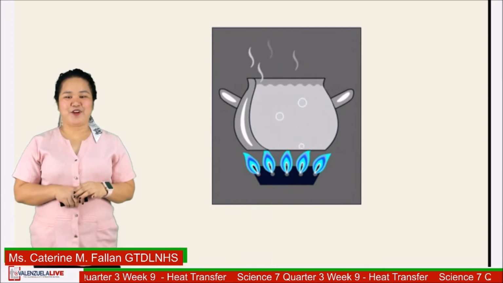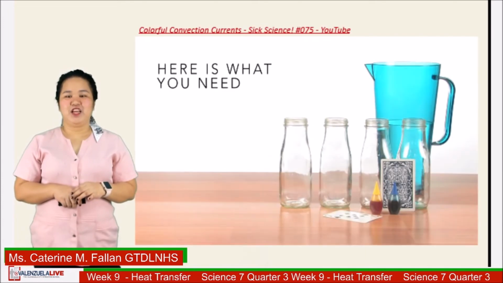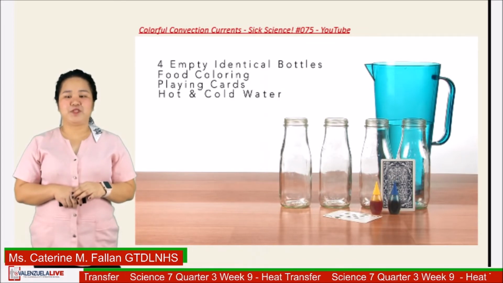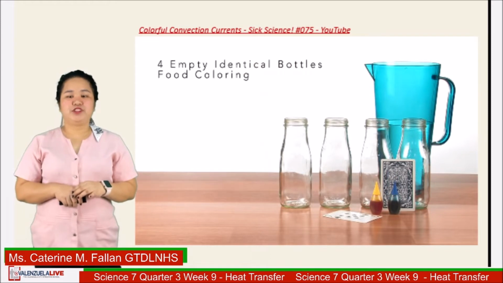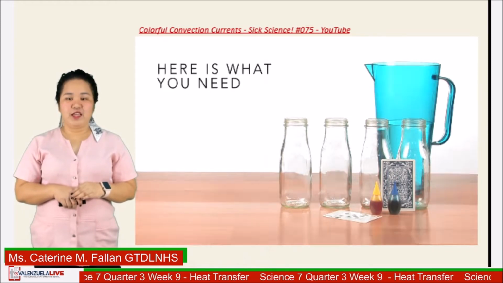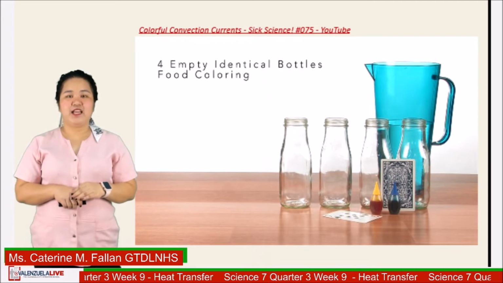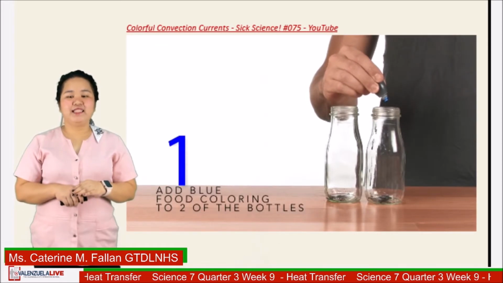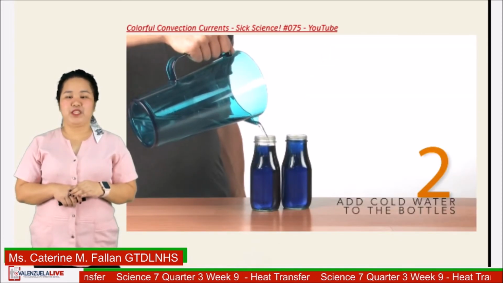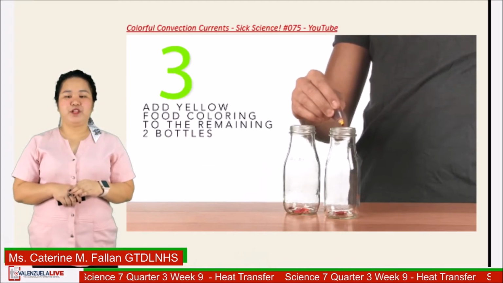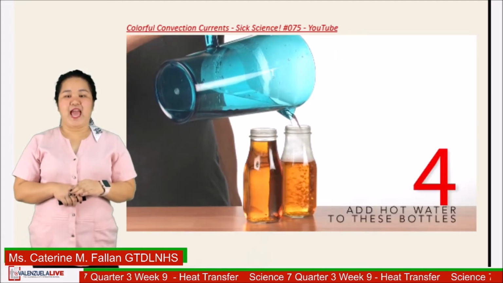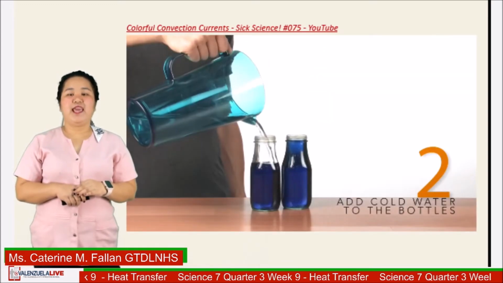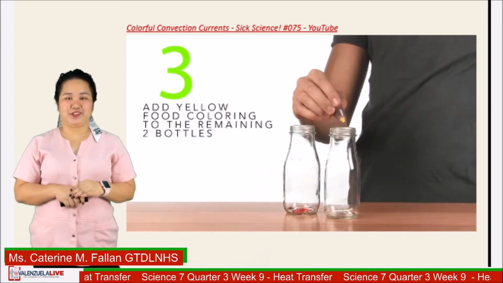Let us have an experiment. You may do this with adult supervision. First, you need 4 empty identical bottles, 2 different colors of food coloring, playing cards, and hot and cold water. Next, add blue food coloring to 2 empty bottles, and each bottle must be filled to the brim with cold water. Add yellow food coloring to the remaining 2 empty bottles and fill them with hot water.